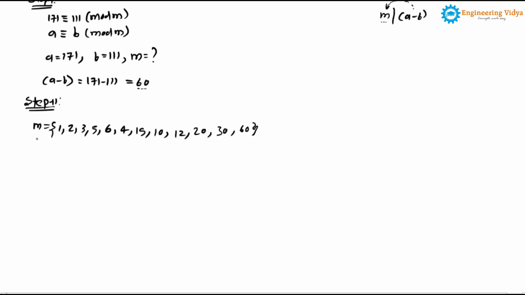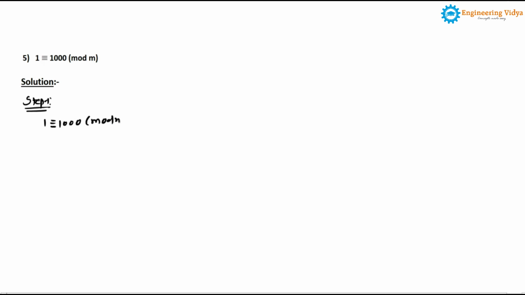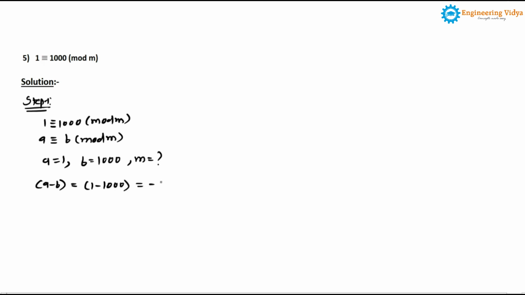In a similar way, we are going to solve problem number 5. In problem number 5, they have given 1 congruent to 1000 mod m. So in step number 1, whatever is given, 1 congruent to 1000 mod m, we compare with the standard congruence a congruent to b mod m. So the value of a is 1 and the value of b is 1000, and we need to estimate the value of m. Now we find the value of a minus b: 1 minus 1000 is equal to minus 999.